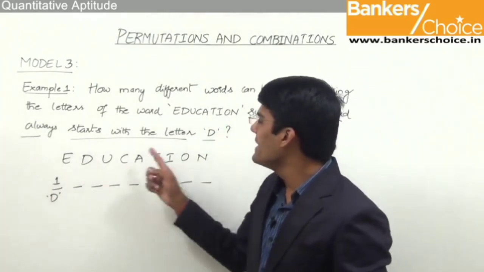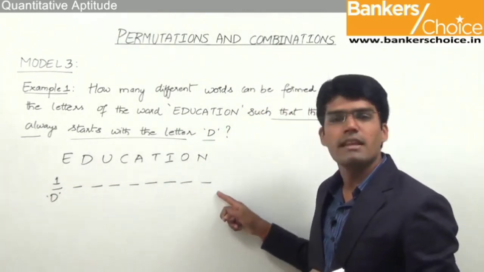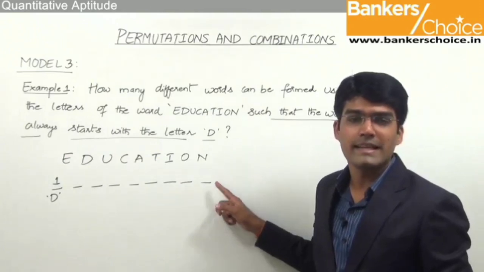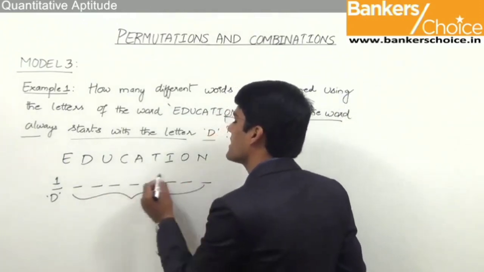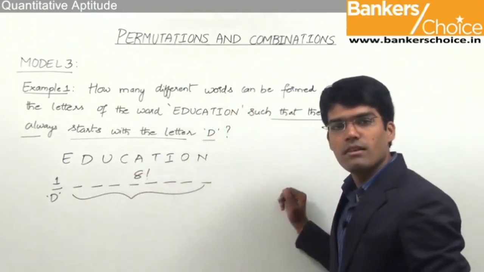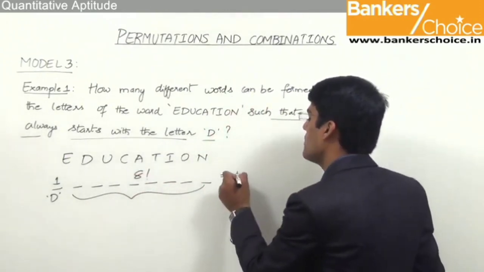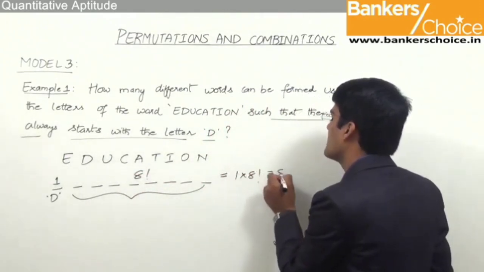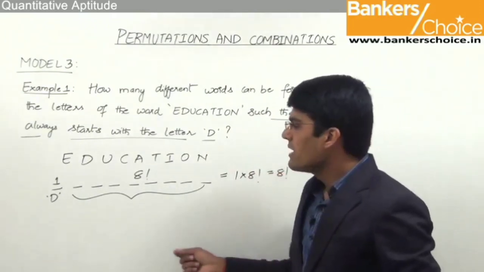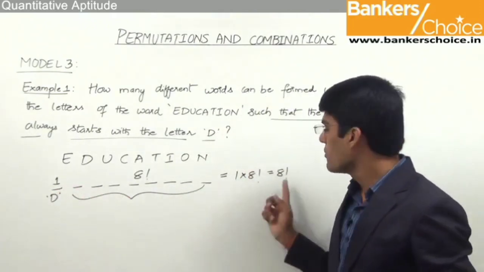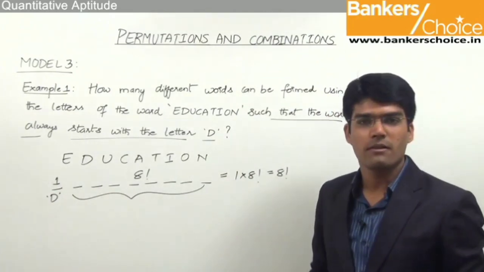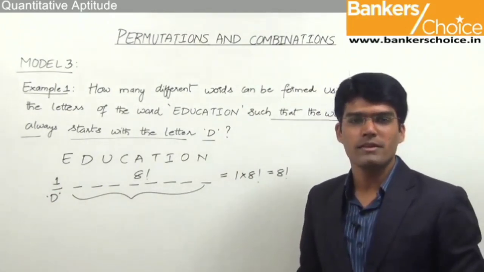And then the remaining 8 letters can be arranged in any of the remaining 8 positions. And that can be done in 8 factorial ways. So we can say that the remaining 8 positions can be filled in 8 factorial ways. So altogether the answer for this question should be 1 into 8 factorial. That is nothing but 8 factorial. Because one action can be done in one way, the other action here can be done in 8 factorial ways. So both together can be done in 1 into 8 factorial ways. So that's the simple way of solving this question.